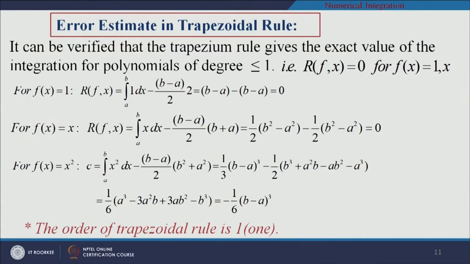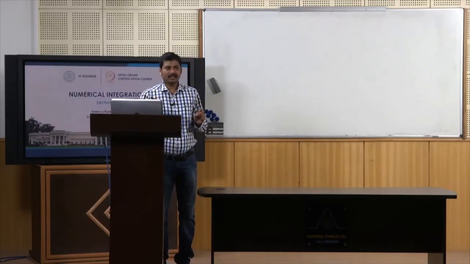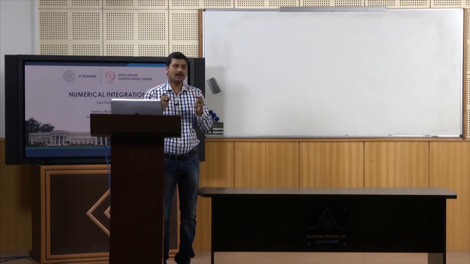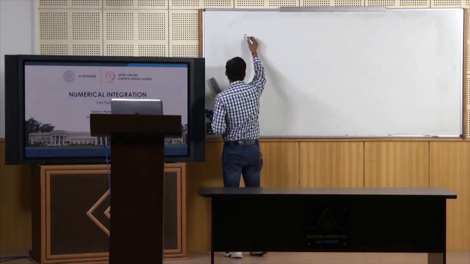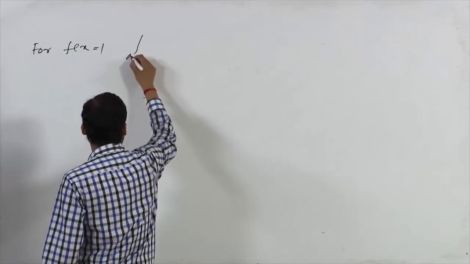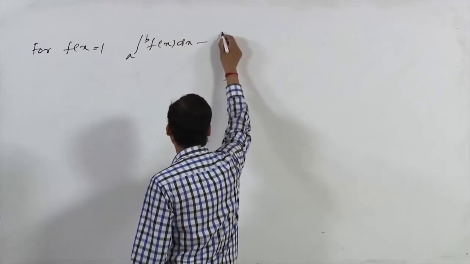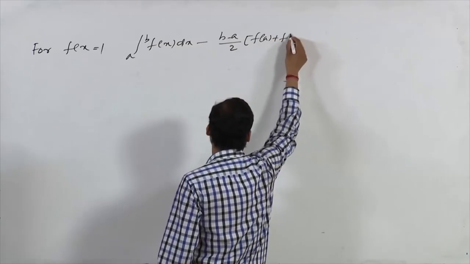I have already discussed that an integration method is said to be of order p if p is the largest positive real number for which the error term gives 0 for f(x) = 1, x, x squared up to x to the power p. Suppose we consider f of x equals 1, then we can express the integral from a to b of f of x dx minus our formula, that is, minus (b minus a) by 2 times (f of a plus f of b).